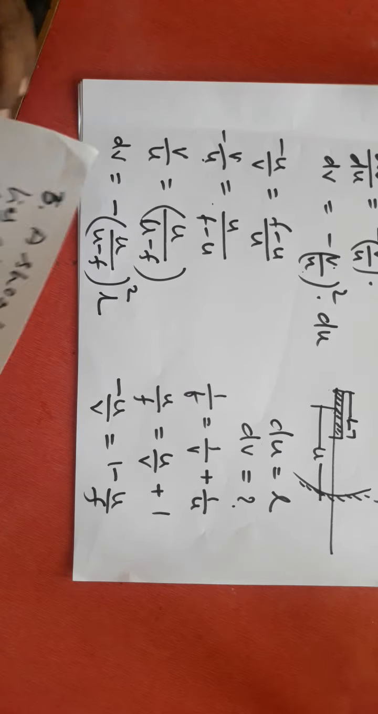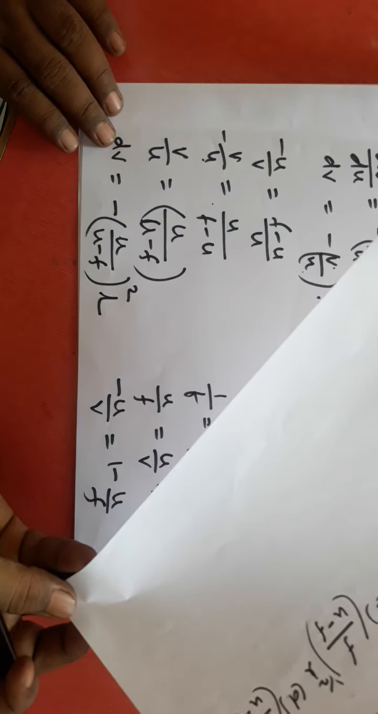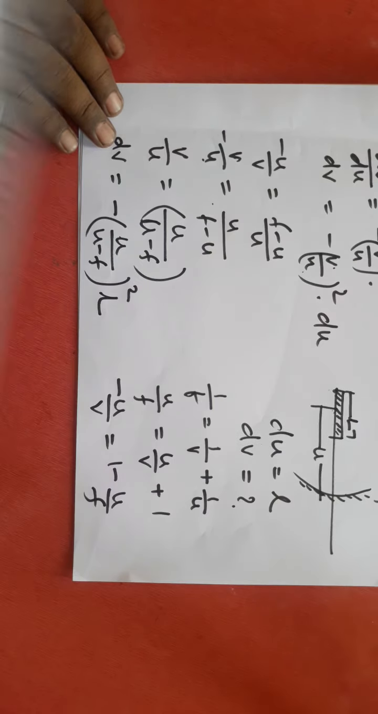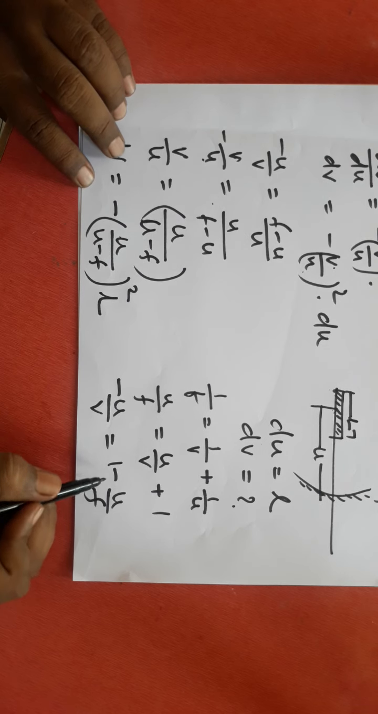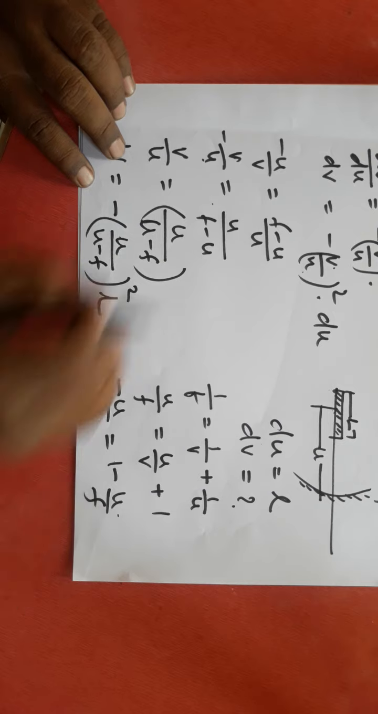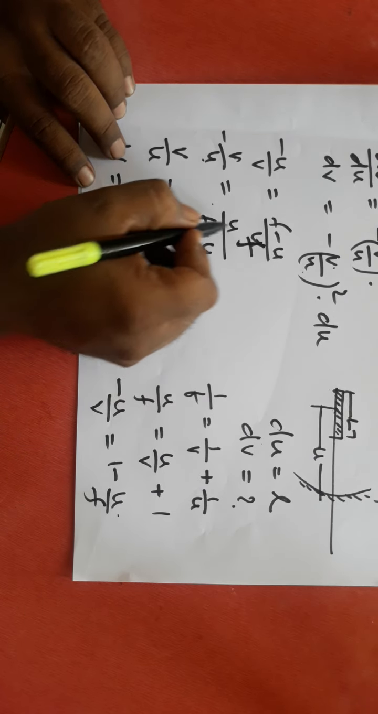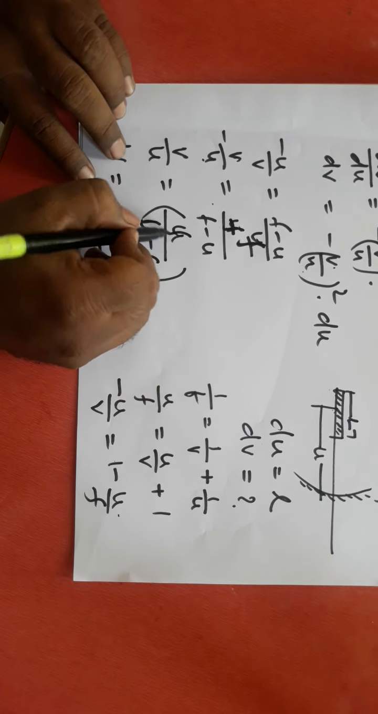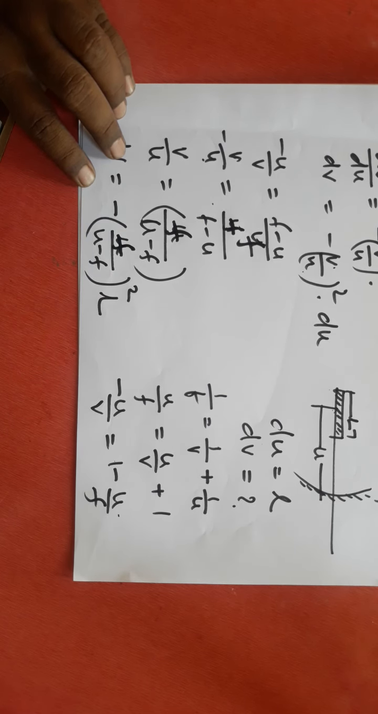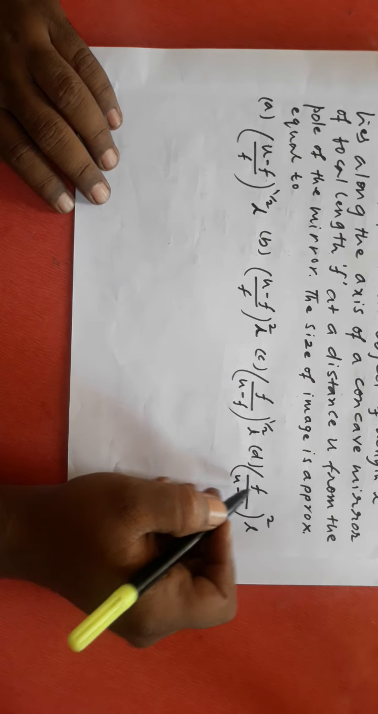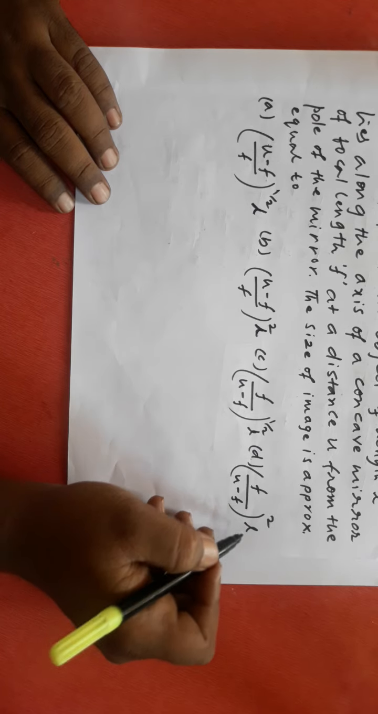So you see, here we have done a minor mistake. See, this is actually, I should have got f minus u divided by f. I should get divided by f. This is f. Sorry, this is f. This is also f. Then I will get this equation here: f minus u by f whole square divided by L. This is the option.